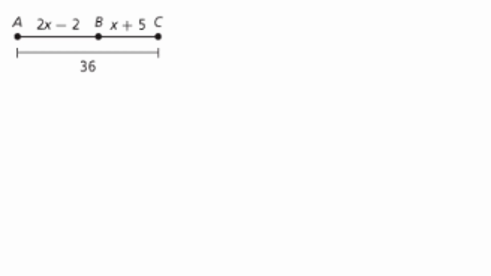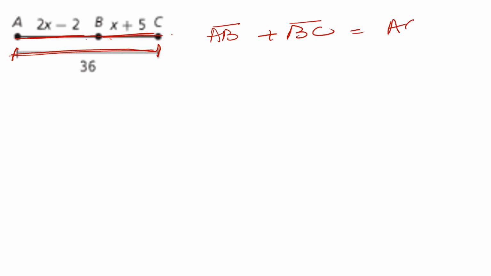Next question. So they are saying here AB is 2x minus 2, BC is x plus 5. So the whole AC is 36. So how can we write? We write that this part plus this part is equal to the whole length. So I will write AB plus BC equals AC.